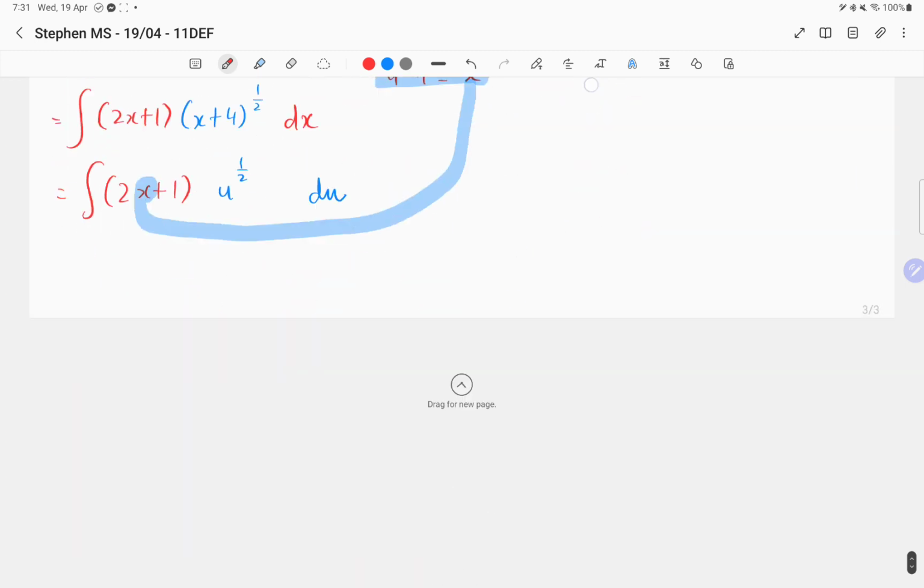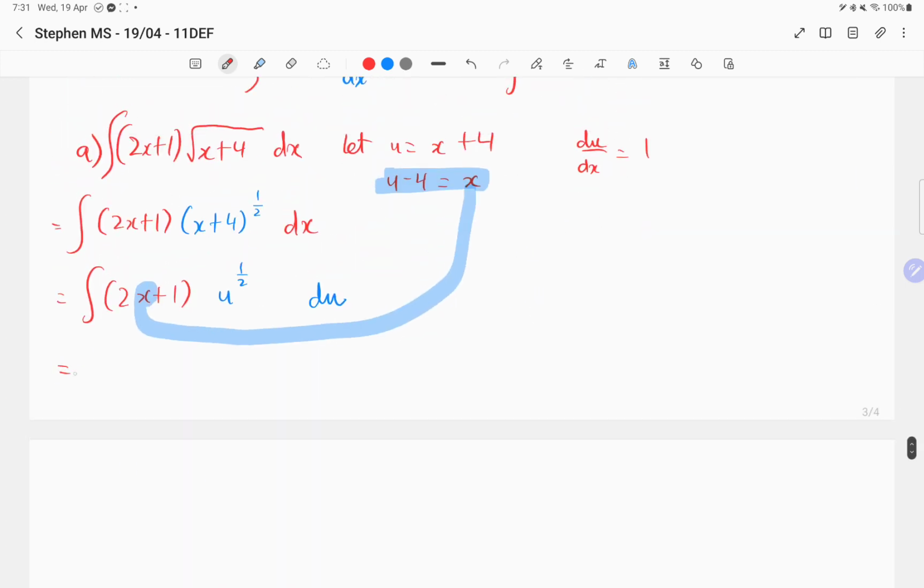Then you take this and substitute it into the x in here. In order to work it out, you need to substitute the x by u minus 4. So that would be antiderive of, now it would be 2 times, I'll do square brackets, 2 times, instead of x, you want u, so that's u minus 4, plus 1. And then outside is the same, u power half du.